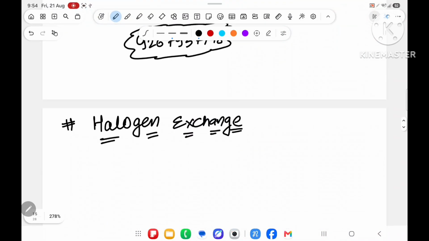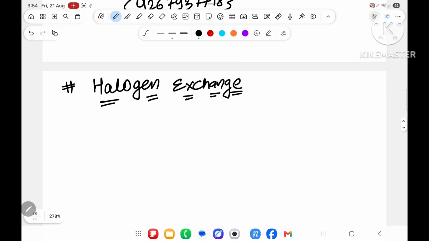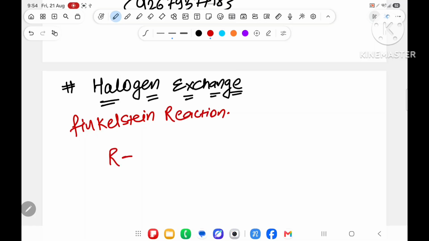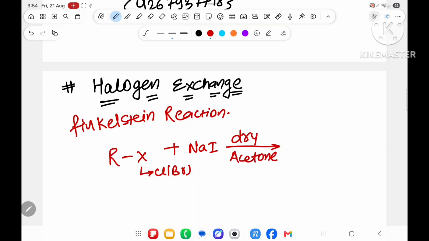Now we are going to see the second halogen exchange, that is called the Finkelstein reaction. In the Finkelstein reaction, RX, where X will be chlorine or bromine, reacts with sodium iodide in presence of dry acetone. It will give RI plus NaX.